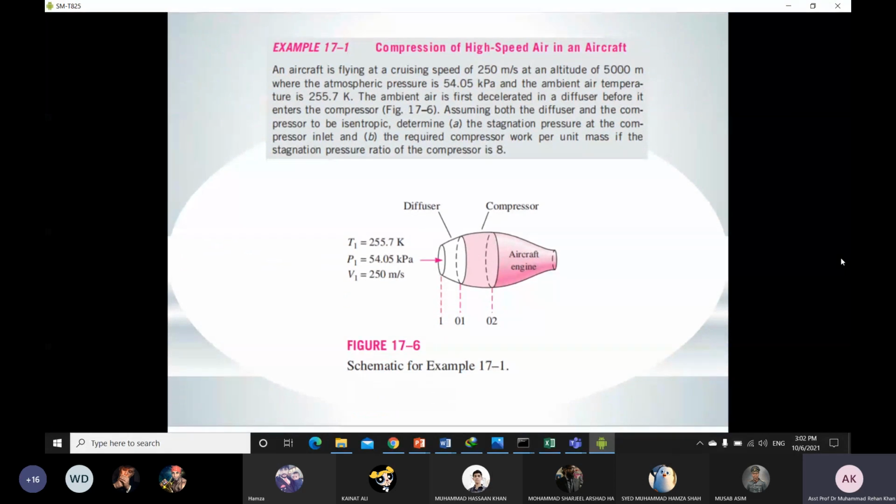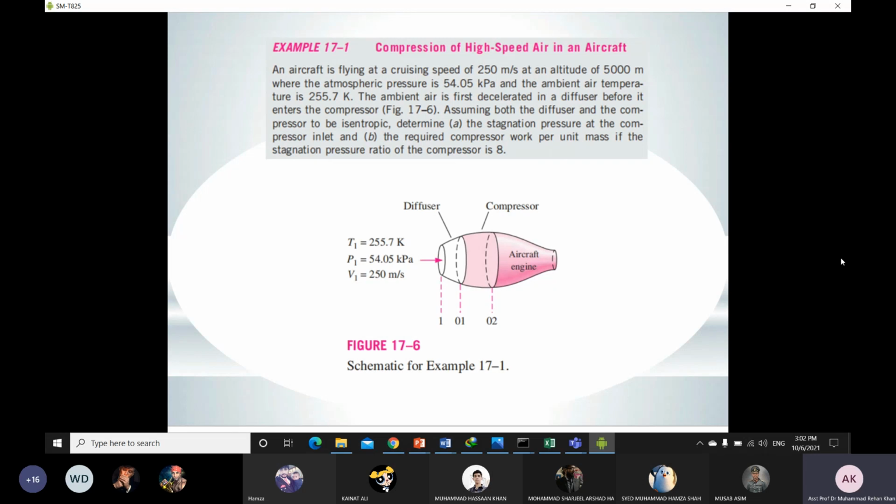Here we will look into example 17-1. First you have to read the statement. In this statement it is mentioned that an aircraft is flying at a cruising speed of 250 meters per second at an altitude of 5000 meters, where the atmospheric pressure is 54.05 kilopascals and the ambient air temperature is 255.7 Kelvin. The ambient air is first decelerated in a diffuser before it enters the compressor.